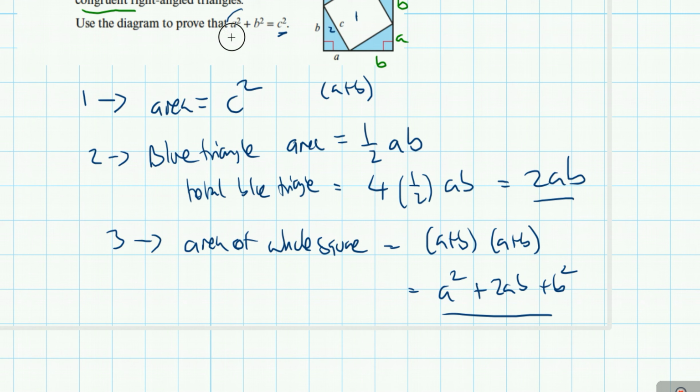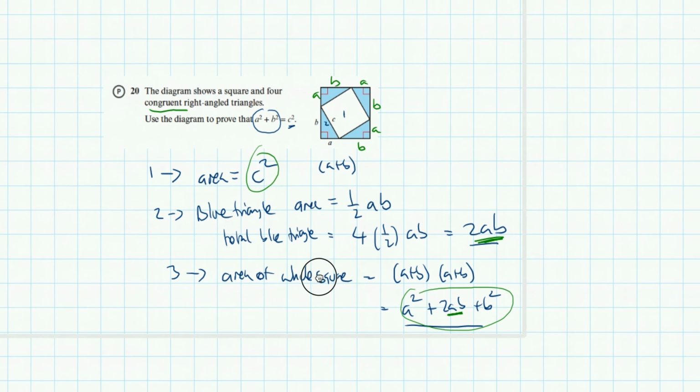Now here we're trying to relate A squared plus B squared equals C squared, and I can see already some relations. We've already known that our C squared is the area of our white square. And we know that the area of the whole square is a squared plus 2ab plus b squared. But notice here that we've got a 2ab and a 2ab. So how can we get those related to each other?